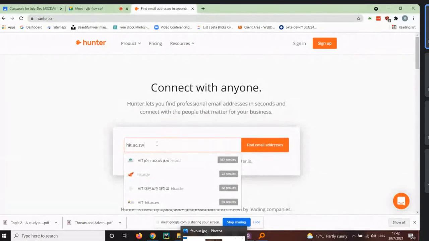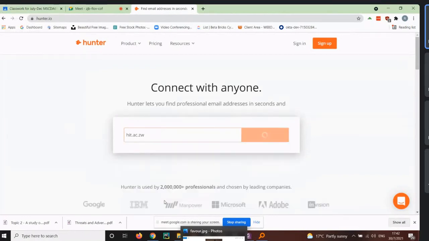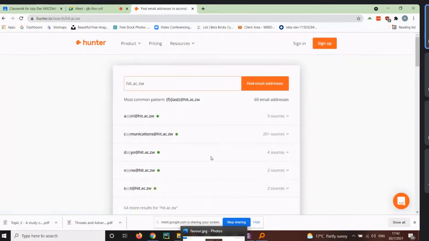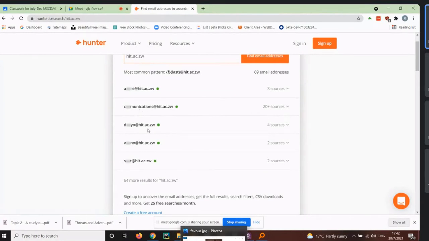So in this case, the gateway is maybe a person in the company. But then the easiest way you can find people who work for this particular company is either through using theHarvester or going to hunter.io. Then you type in the name of the organization. So what then pops up is about 64 results. These are all the different email addresses that are available on the internet, even of people who work for this particular organization.